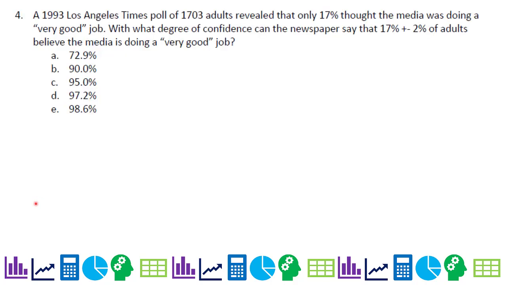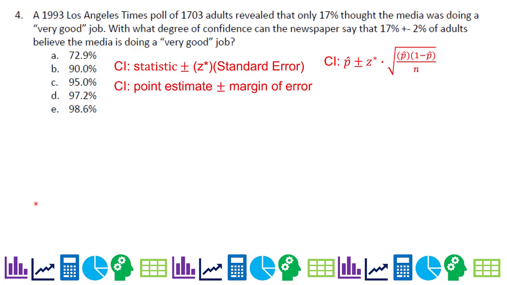A 1993 Los Angeles Times poll of 1,703 adults revealed that only 17% thought the media was doing a very good job. With what degree of confidence can the newspaper say that 17% plus or minus 2% of adults believe the media is doing a very good job? So we're trying to find the confidence level, and we know the margin of error. First of all, there's the confidence interval, so that's a form 17% plus or minus 2%. That 2% is the second part, the margin of error.